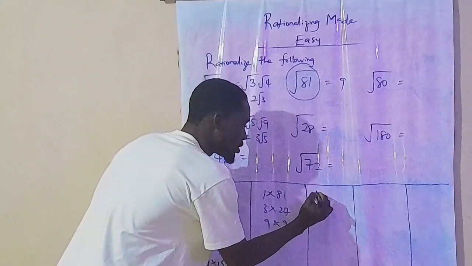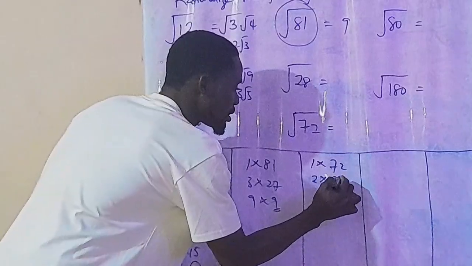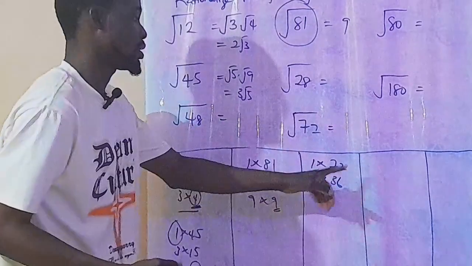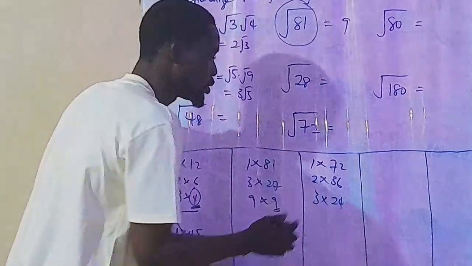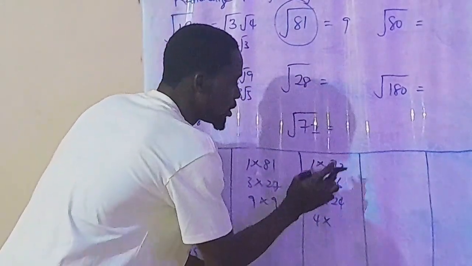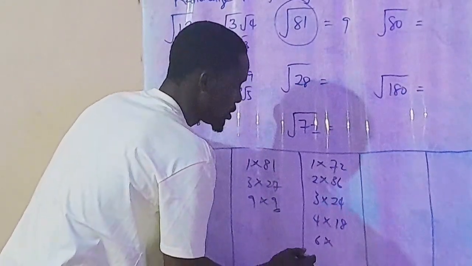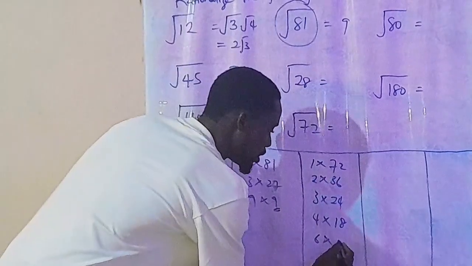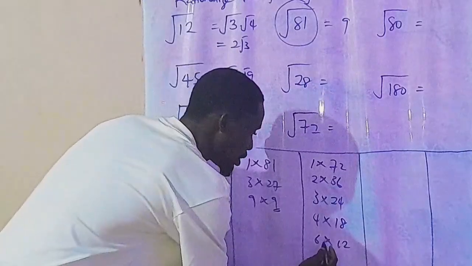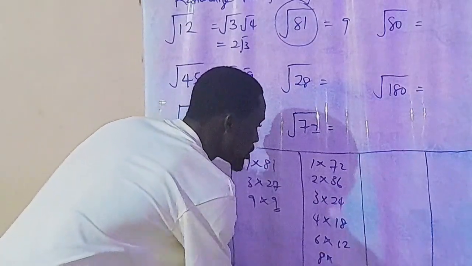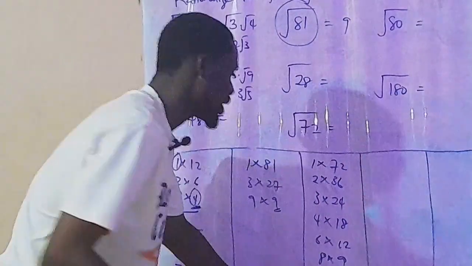For 72, I have what? 1 times 72, right? 2 times 36. Can 3 go? Yes. 3 times 24. 4 should be able to go also, 4 times 18. 6 times 12. Can 7 go? No. 8 times what to give us 72? 8 times 9. Very good. 8 times 9 is 72.